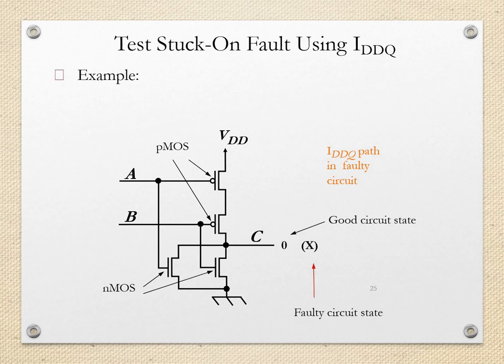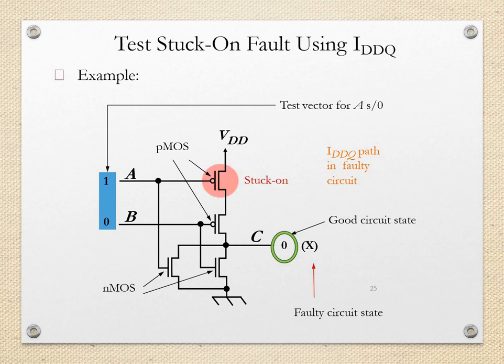Now test the stuck on fault using IDDQ. So we have to measure the IDDQ value, that is the drain current quiescent value is to be measured. So apply the test vector 1 0, that is A is logic 1, B is logic 0. So for the good circuit, we will be getting the output as logic 0. Now there is a stuck open fault, and what will happen due to that?